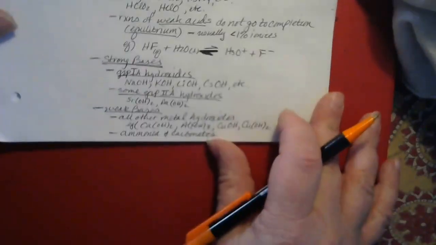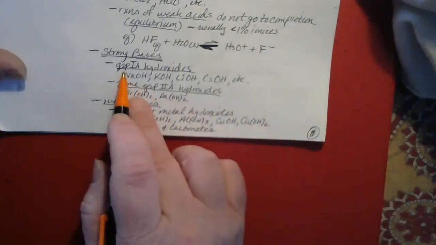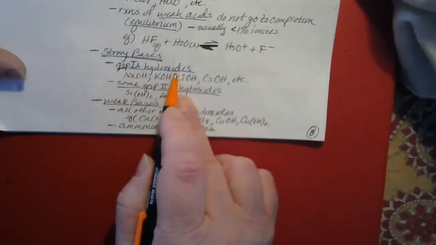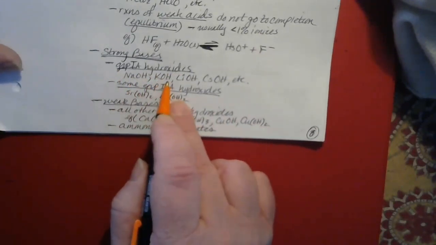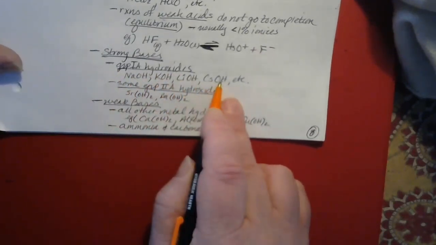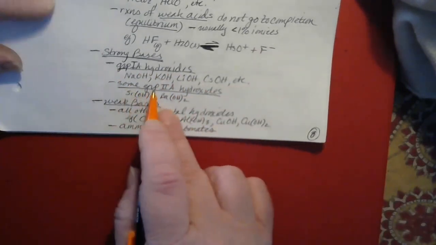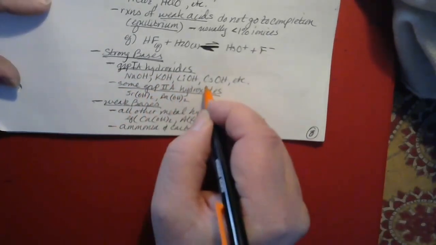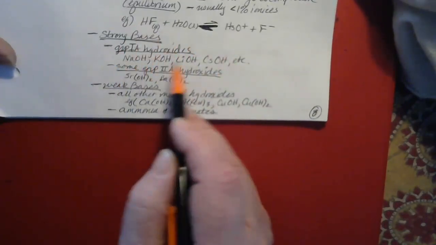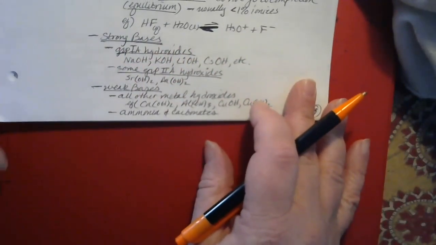Strong bases are also relatively few in number. The group 1A hydroxides, so sodium hydroxide, potassium hydroxide, lithium hydroxide, cesium hydroxide, and so on. And two of the group 2A hydroxides, strontium hydroxide and barium hydroxide. Those compounds are the only strong bases that exist, and there are literally millions of weak bases. So if you just remember the strong bases, it's safe to assume that anything else you encounter would be a weak base.